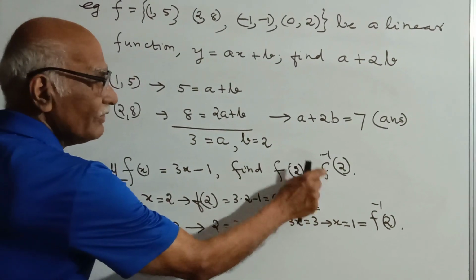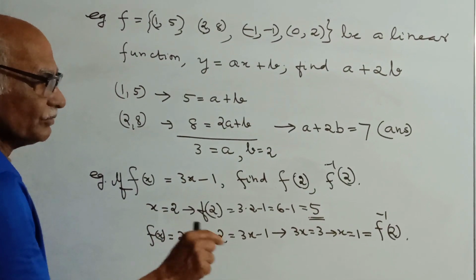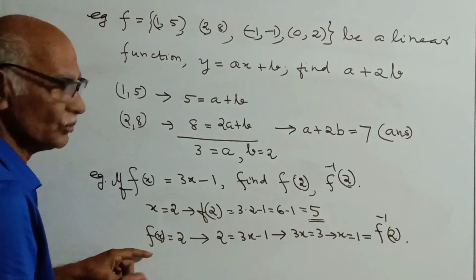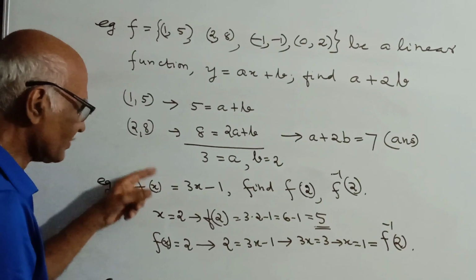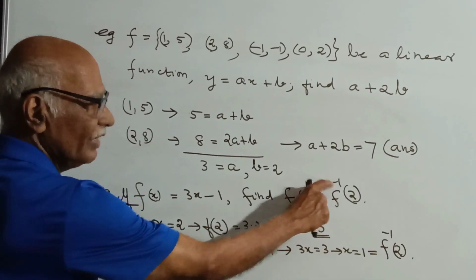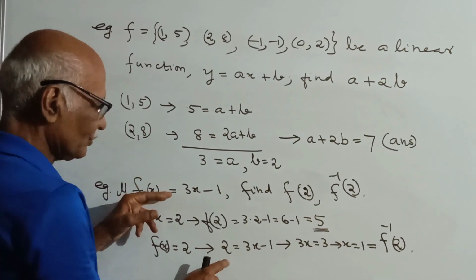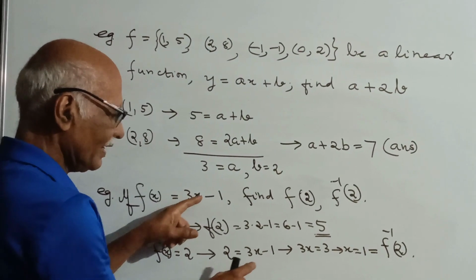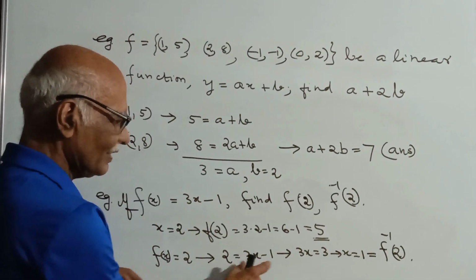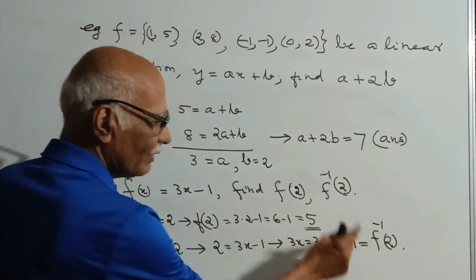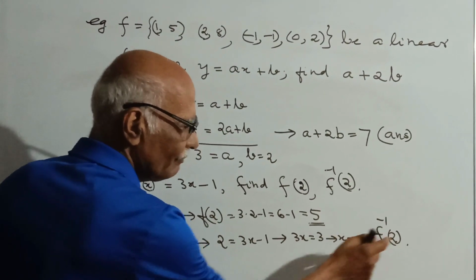But when you want f inverse of 2, we have to substitute the f value equal to 2. So we have to take f(x) equal to 2. Then only you get the inverse. So if you put f(x) equals 2, you get 2 equals 3x minus 1, or 3x equals 3, or x equals 1. And that is the value of f inverse of 2.